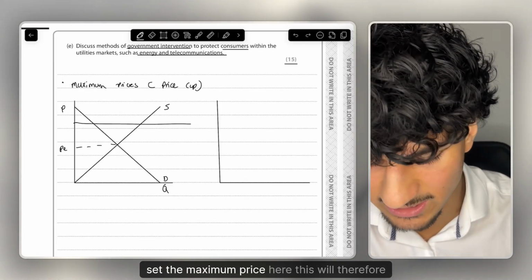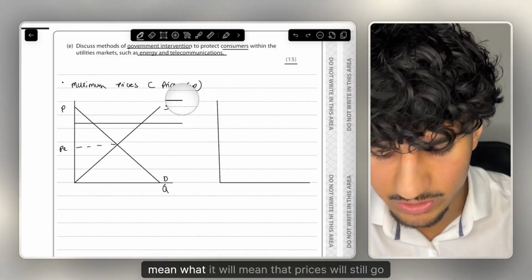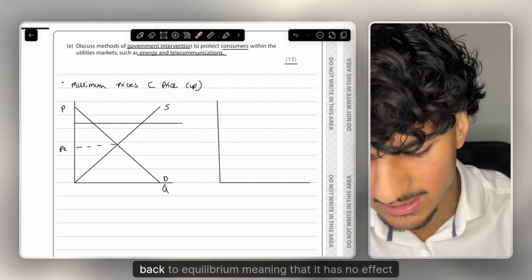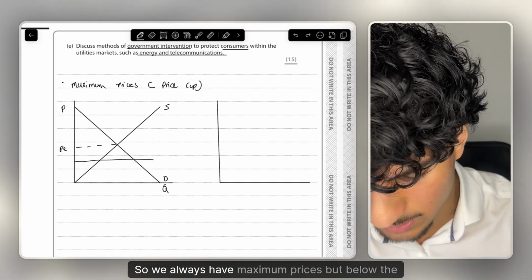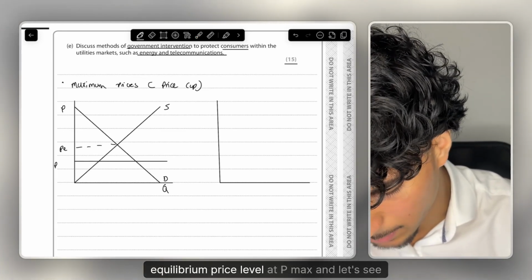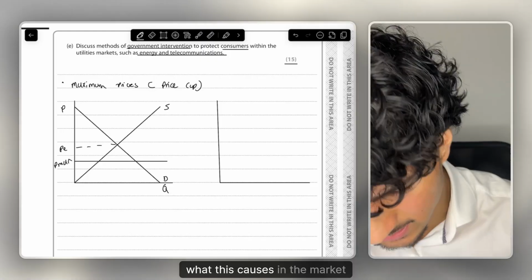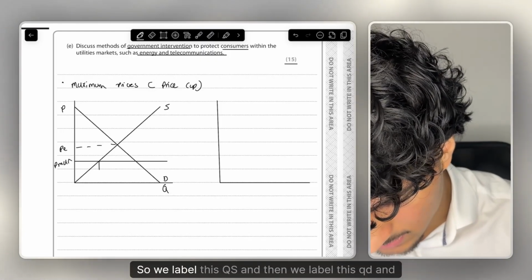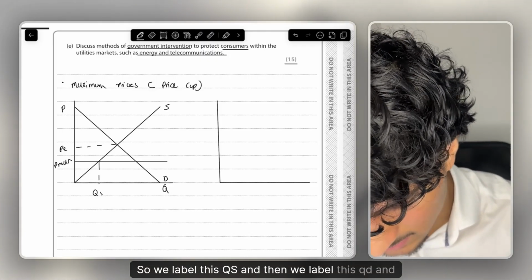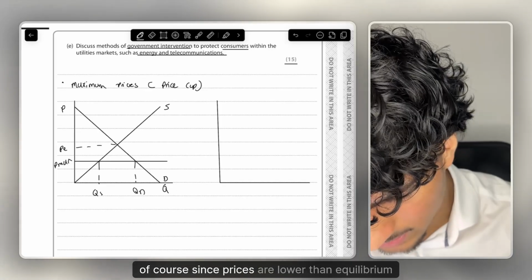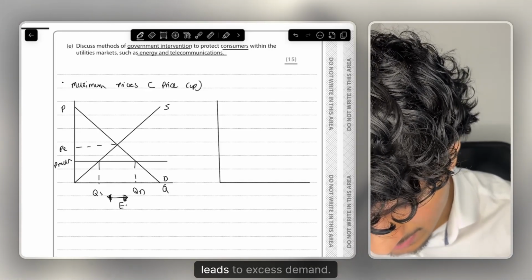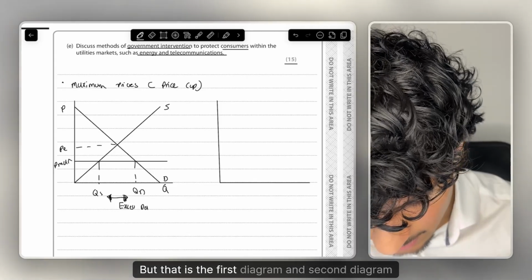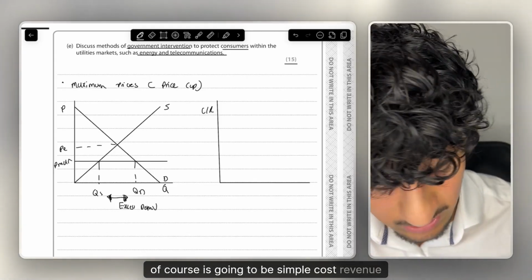Since if we set the maximum price here, this will therefore mean what? It will mean that prices will still go back to equilibrium, meaning that it has no effect on the market. So we always set maximum prices below the equilibrium price level at P max, and let's see what this causes in the market itself. So we label this QS, and then we'll label this QD, and of course, since prices are lower than equilibrium, you could also comment on maybe an evaluation. This leads to excess demand. But that is the first diagram, and the second diagram, of course, is going to be a simple cost revenue diagram.